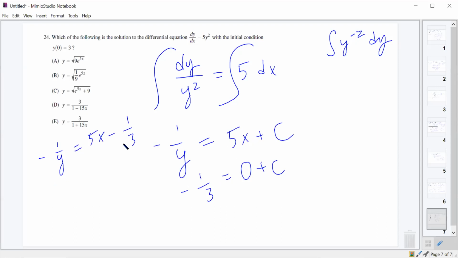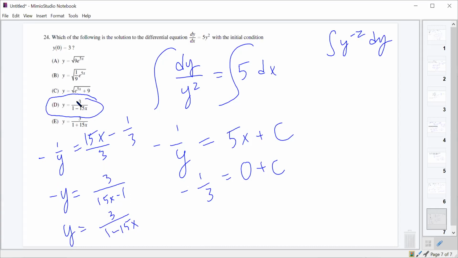And just based on how some of these look, it seems like we're going to need to get a common denominator here. So let's multiply by 3 to the top and bottom to make that 15x over 3. And when we take the reciprocal now to get negative y, we have 3 over 15x minus 1. You divide by the negative, means you can distribute that negative through the 15x minus 1 to make it positive 1 and a minus 15x, which is choice D. Any questions there on that one?